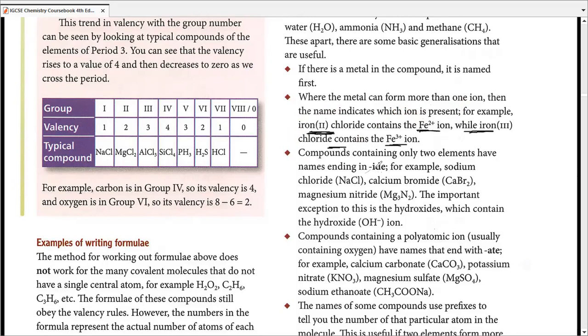What do we mean by it? The name indicates which ion is present. So this indicates it has lost 2 electrons. This indicates it has lost 3 electrons. So we get to know what kind of ion it is forming. What are we doing? Right after the name of the metal, we are using parentheses, brackets, and we are using Roman numerals to write the number of electrons it lost. Easy enough? So iron 2 or iron 3.